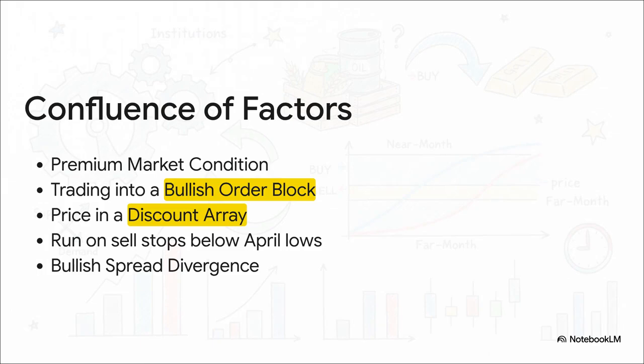Now, the really beautiful thing here is that this powerful divergent signal wasn't just happening on its own in a vacuum. It was lining up perfectly with a whole bunch of other key ICT concepts. We had the premium market condition, price was trading down into a discount array and hit a bullish order block. It even ran the sell stops below the April lows. And then, on top of all of that, we got our bullish spread divergence. It was a textbook, A+, high probability setup.